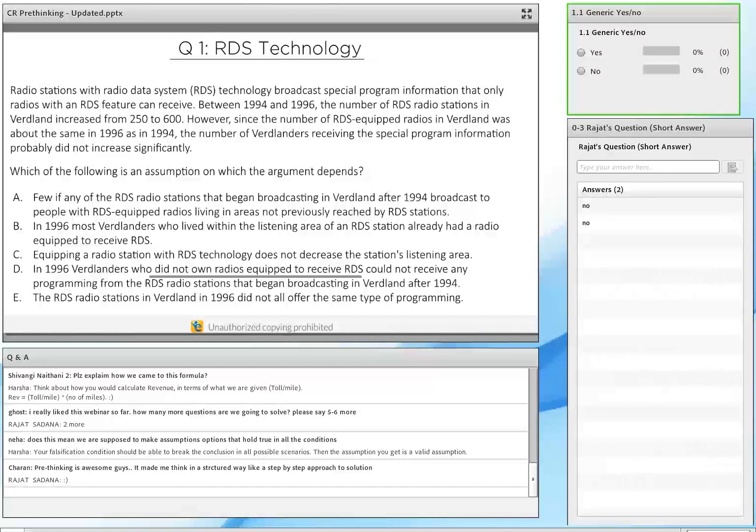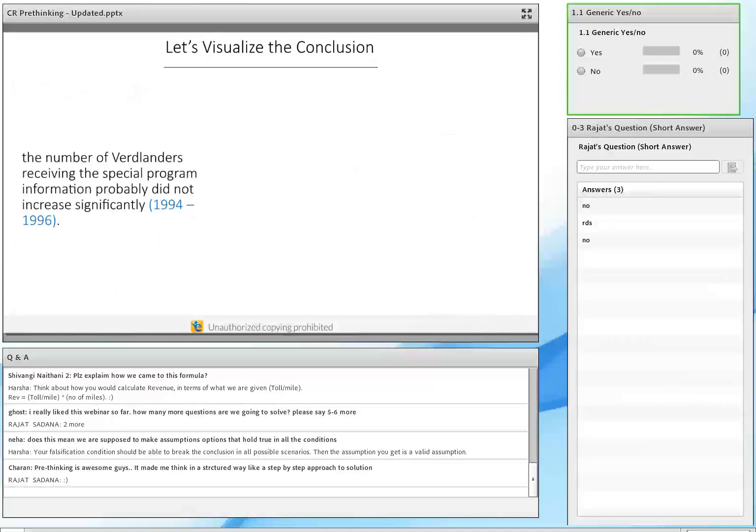Think about it. The conclusion says the number of Worldlanders receiving special programming information did not increase significantly. Choice D talks about people who can't get RDS programming. Okay, it's not relevant. But we'll discuss this in detail. I'm not going to go towards tricks. But the reason I want to talk about this is, when I say you've got to visualize the conclusion, the extent of understanding that you are getting to and moving forward, and the extent of understanding that you need to be successful, is very different.